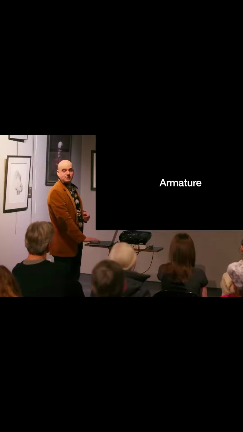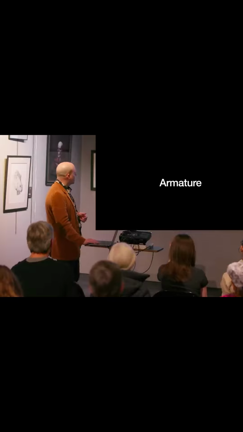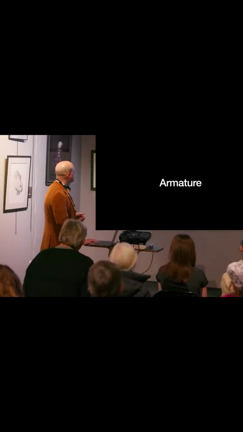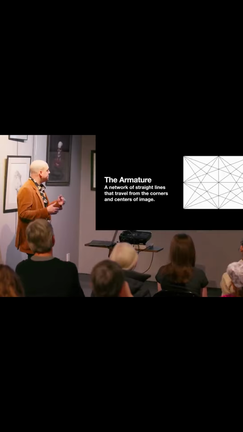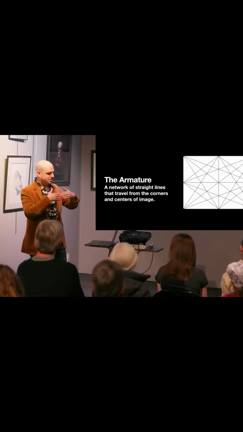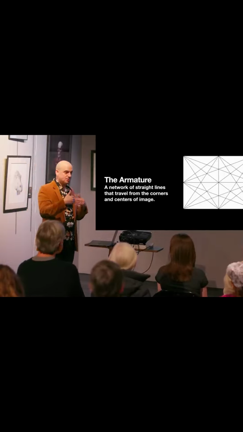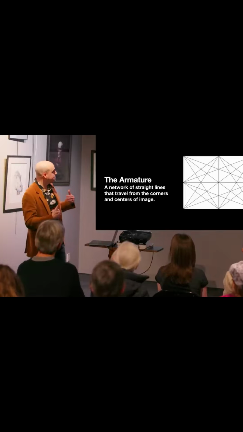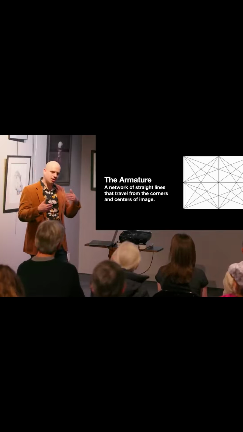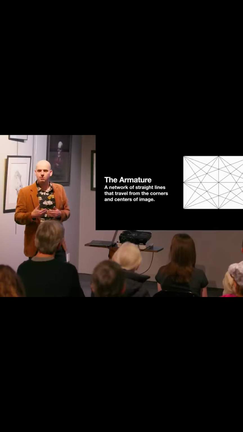So after the grid, the next thing I do want to talk about is not rabattement. I want to talk about the armature. So the armature is what we call a series of straight lines that are drawn from the centers and the corners of the image across from each other. And what this creates is a sense of arteries and main pathways that the eye will travel.